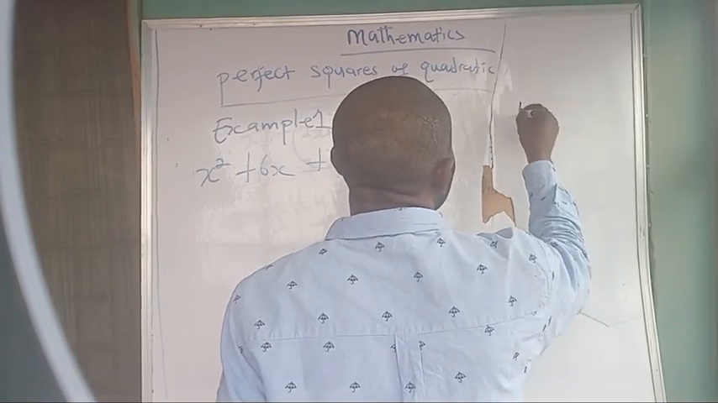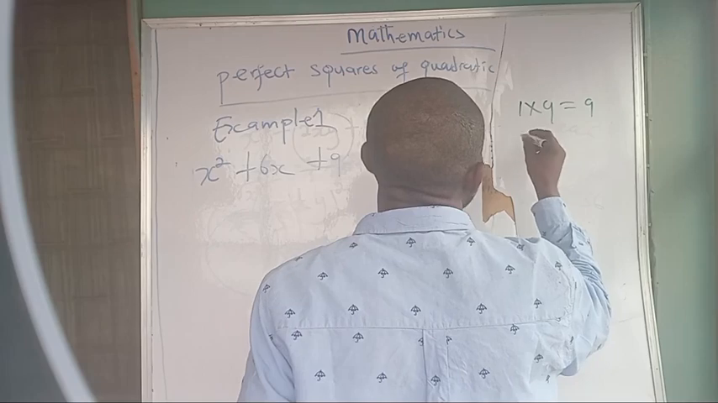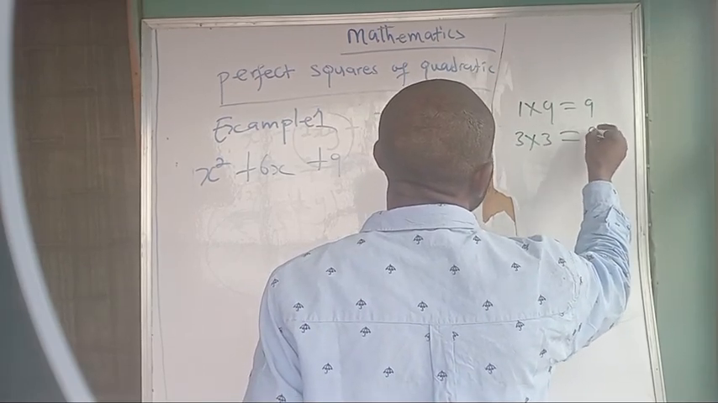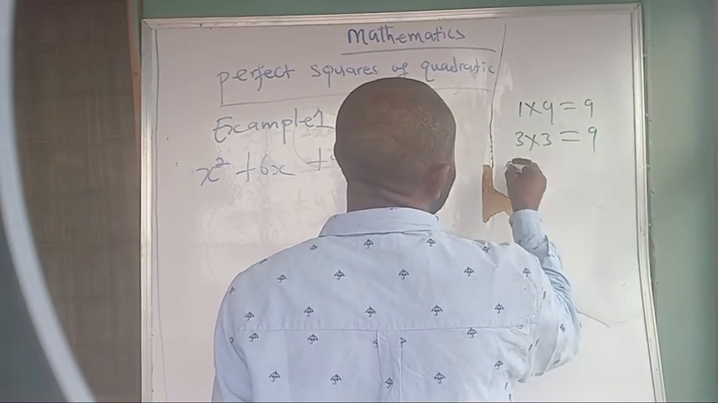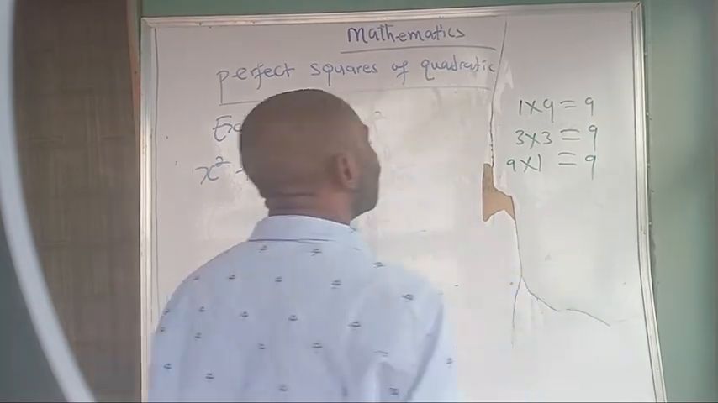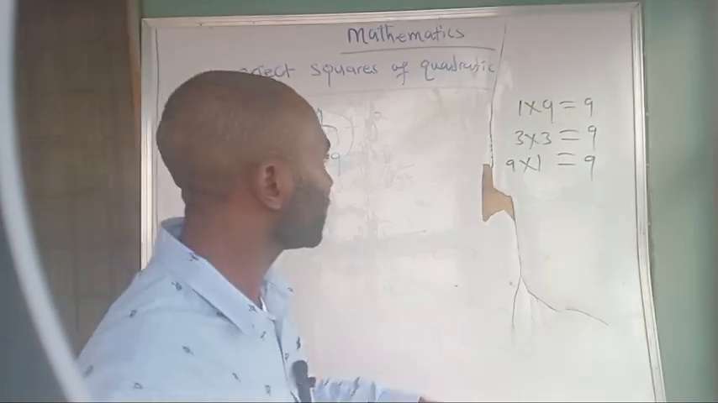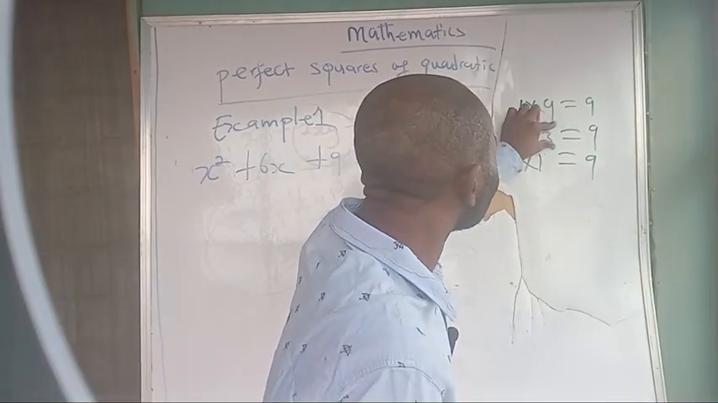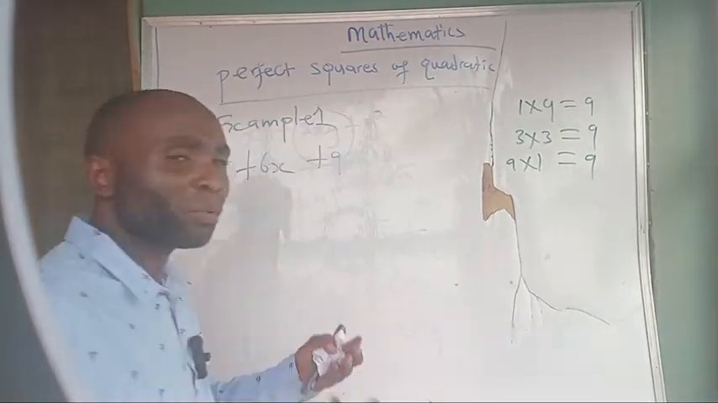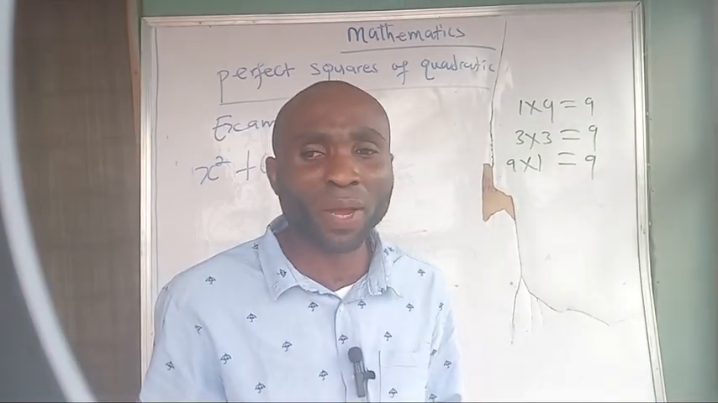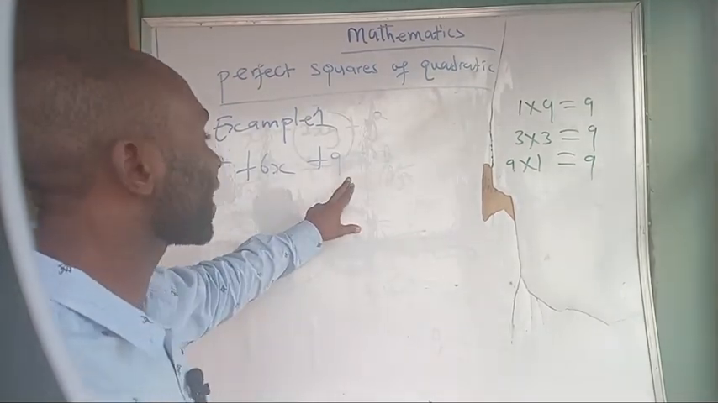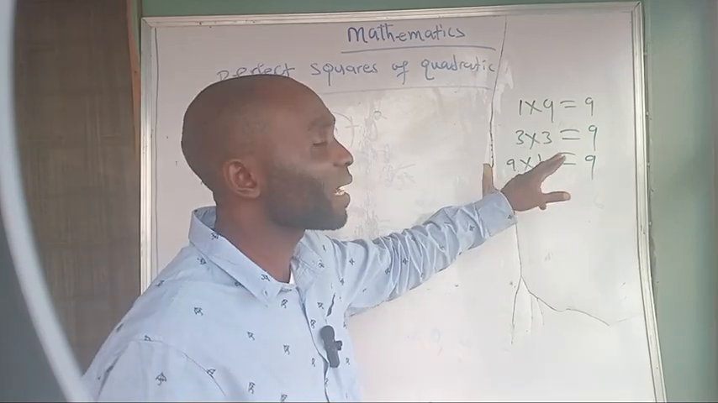You can start with 1 times 9 is 9. 3 times 3 is 9. 9 times 1 is 9. So of all these multiples of 9, it is only 3 plus 3 that will give us 6. So we will know that the two possible numbers that, if we add, we're going to get the middle term, and when we multiply, we're going to have the last term, are 3 and 3.